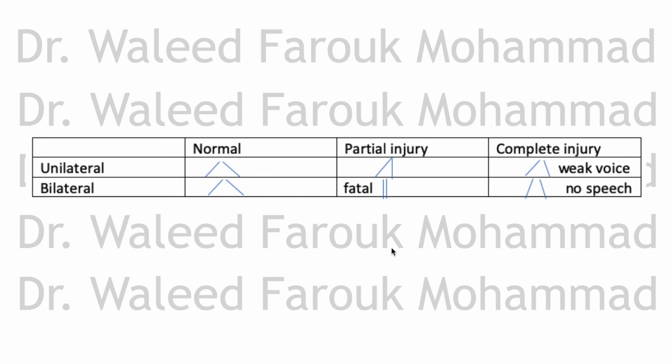And this is what they call the partial injury of the recurrent laryngeal. Partial injury means that it's not cut, it's not severed. Only the surface fibers are destroyed. And what's on the surface? The motor fibers, exactly, not the sensory fibers.